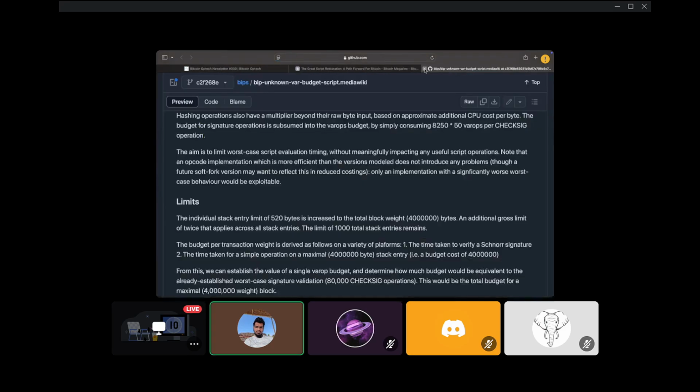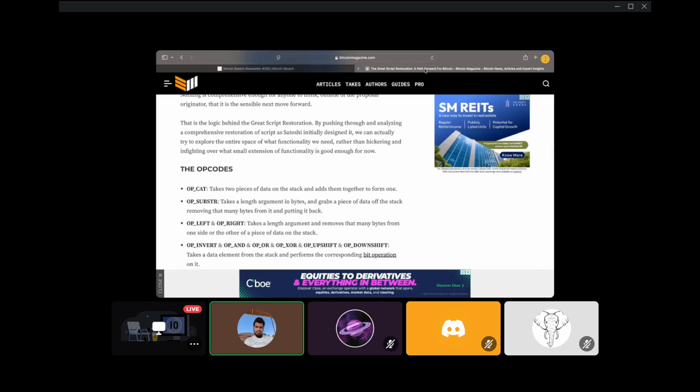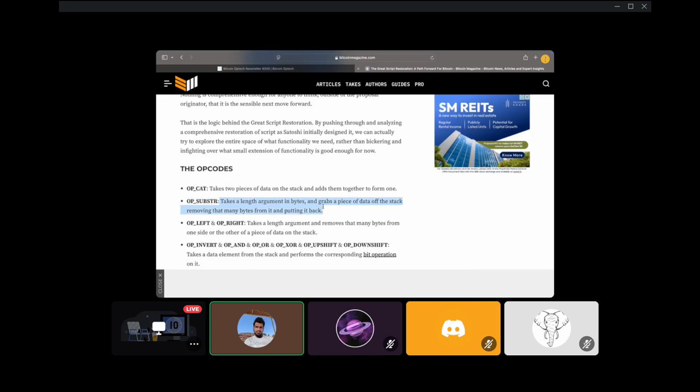Okay. So he is proposing that all these opcodes be activated again. Opcat, what does it do? Takes two pieces of data on the stack and adds them together to form one. Opsubstr takes the length argument in bytes and grabs a piece of data off the stack, removing that many bytes from it and putting that.